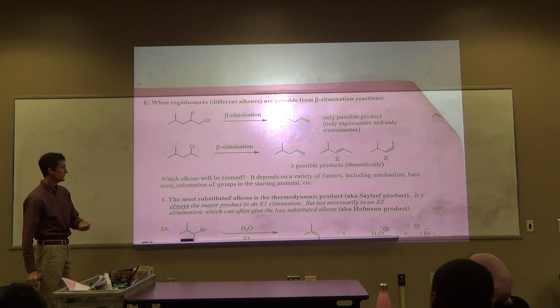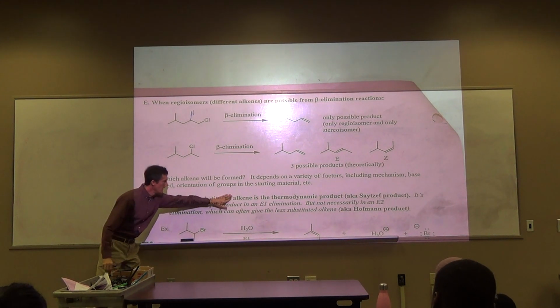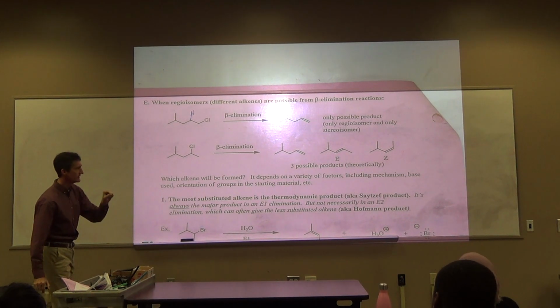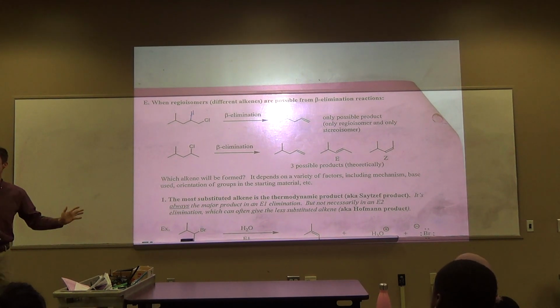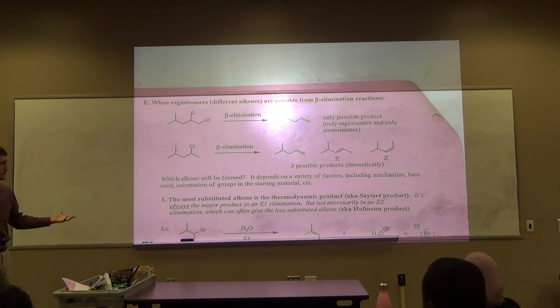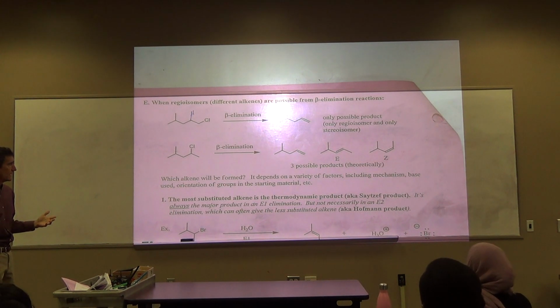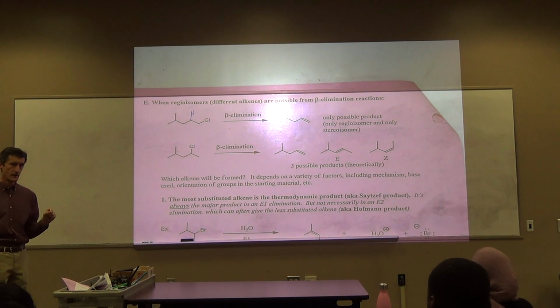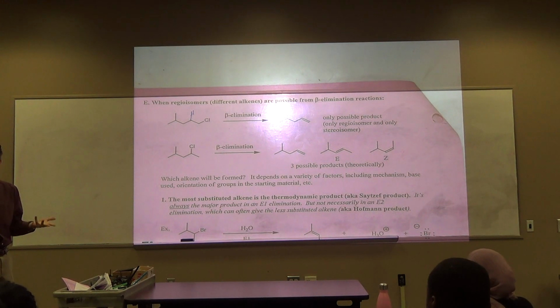Okay, how do you choose? What do we look at? First, the most substituted alkene is the thermodynamic product. We've known that for 2 months, right? Which alkene is more stable? The one that's most substituted. In the context of these reactions, that's called the Zaitsev product, thermodynamically the most stable. Whenever you eliminate, you use the term Zaitsev product.